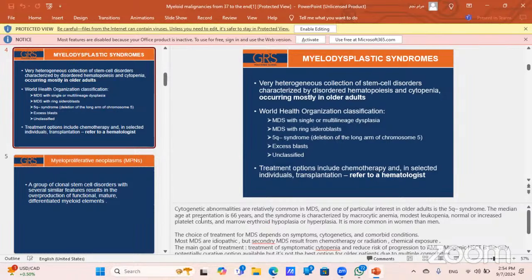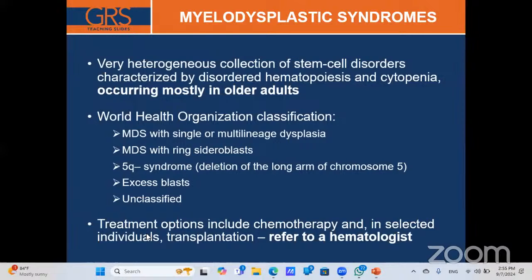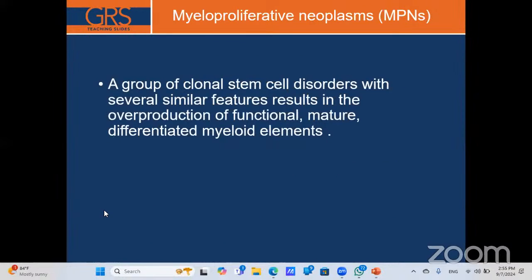The WHO classified the myelodysplastic syndromes into MDS with single or multilineage dysplasia, MDS with ringed sideroblasts, 5q syndrome with cytogenetic abnormality, MDS with excess blasts, and MDS unclassified. This is according to the degree of cytopenia, the percentage of blast cells, and dysplasia in the bone marrow, and the cytogenetic abnormality. As regards the cause of MDS, mostly MDS are idiopathic without a definite underlying cause, but secondary MDS resulting from chemotherapy, radiation, or chemical exposure can also happen.